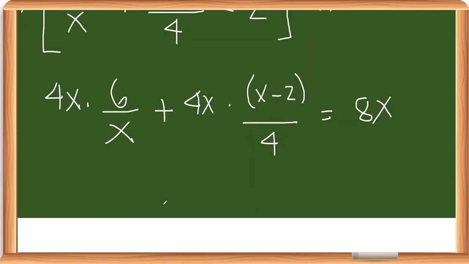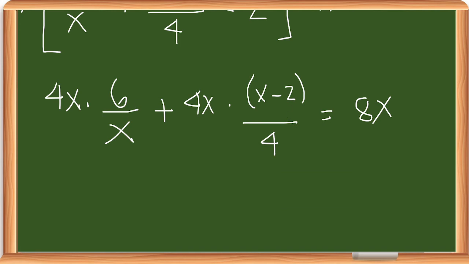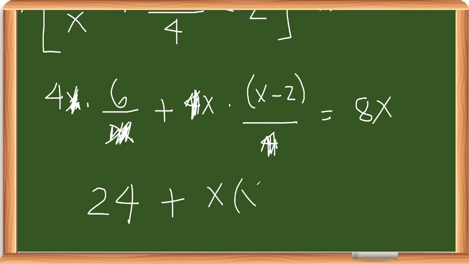Okay. Now, what can we cancel here in the first term? What can we cancel? Okay, x. So, remove the x there. What remains? 4 times 6. So, 4 times 6 is 24. And then, plus, here, what can we cancel? 4. Okay, thank you very much. So, that's 4. What remains is x times x minus 2 is equal to 8x.